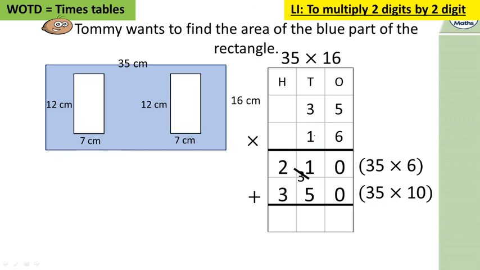Then what do I need to do? I do indeed need to add them together. Where do we think I start? Which column? Yeah, I need to start with my ones column. So 0 ones and 0 ones is 0. 10 and 50 is 60. 200 and 300 is 500. So the answer for 35 times 16 is 560. Tell yourself if you think we're finished yet or not.